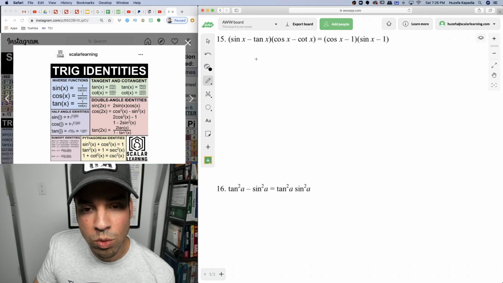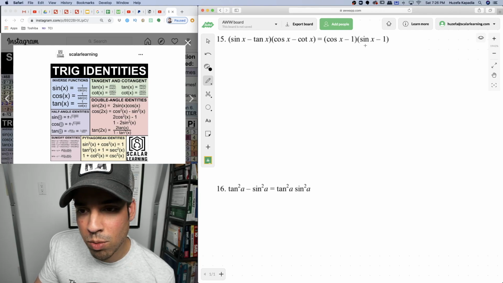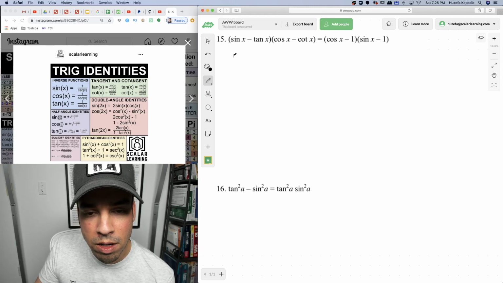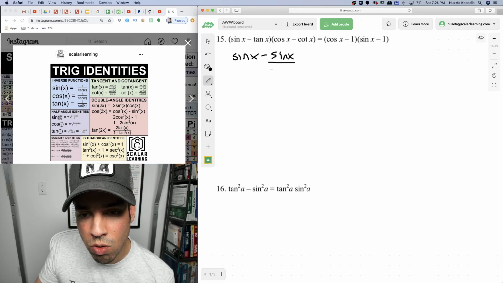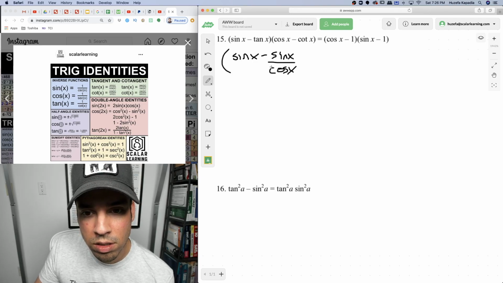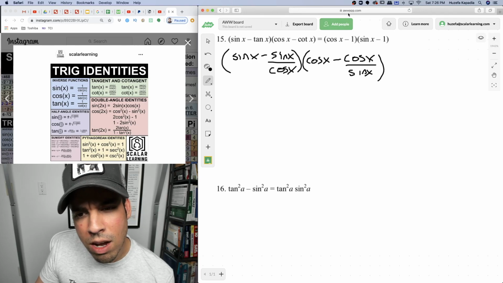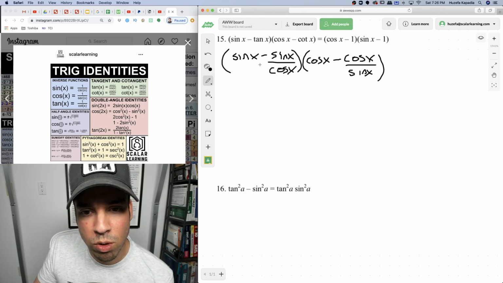So in this one, my initial instinct is telling me I want to get tangent and cotangent in terms of sine and cosine, because I only got sine and cosine over here. So I got sine of x minus sine over cosine of x times cosine of x minus cosine of x over sine of x. And now I'm thinking maybe we simply FOIL.